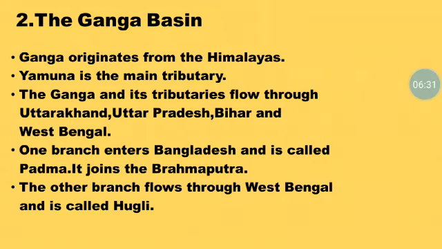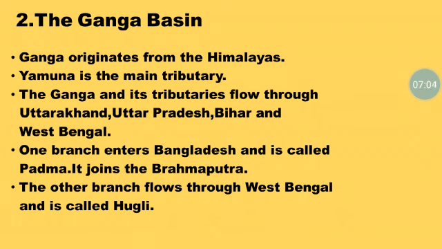Moving on to the next one, we have the Ganga basins. Children, river Ganga originates in the Himalayas, isn't it? It originates from the glacier Gangotri, and that's how Ganga flows down from the Himalayas. And Yamuna is the main tributary of river Ganga. The Ganga and its tributaries flow through Uttarakhand, Uttar Pradesh, Bihar and West Bengal.